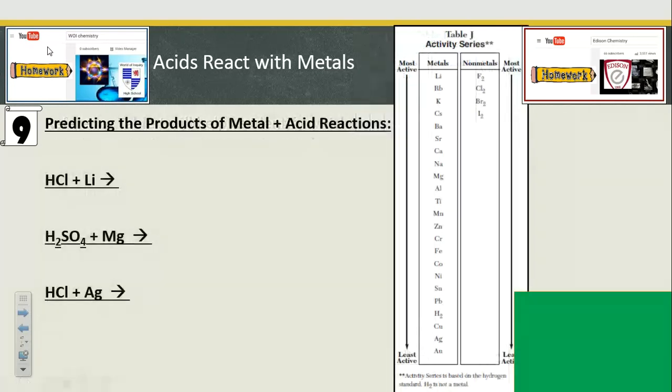Simple enough. So, predicting the products of metal and acid reactions. HCl plus lithium. Here's the deal. Watch me do it. Lithium. Find lithium on the chart. It's the most active metal. Reacting with the acid definitely will happen, so we would get a reaction. This is going to make H2, because all acid-metal reactions make H2, and lithium chloride. So a reaction occurs.